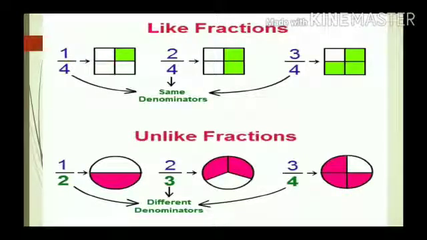Now, for unlike fractions, here you see the examples are given. 3 figures again. In the first one, there is 1 upon 2, in the second one, 2 upon 3, and in the third one, 3 upon 4. Here you can see the denominators are different in these fractions. So we just have to see the denominators for unlike fractions. If all the denominators are different, then the fractions are unlike fractions.